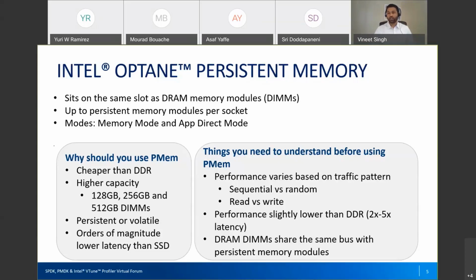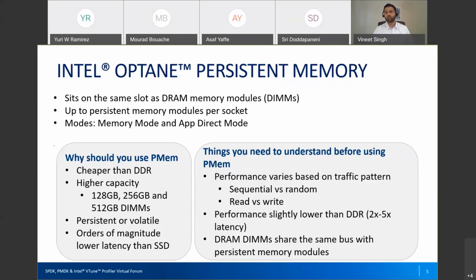Performance is lower than DDR. So the usual latencies that you will see will be around twice what you see on DDR. And your DDR DIMMs and your persistent memory DIMMs sit on the same bus.